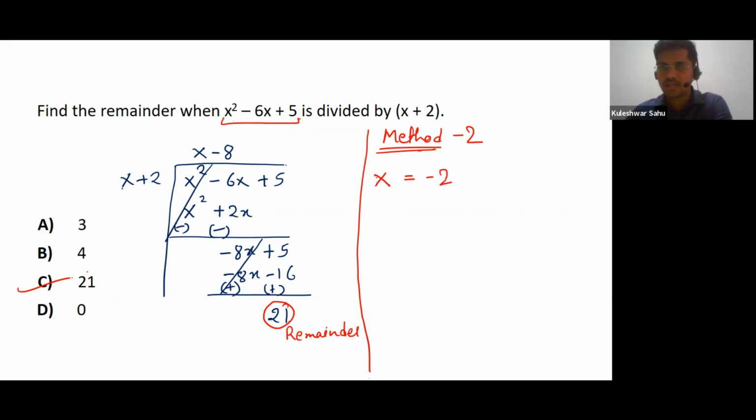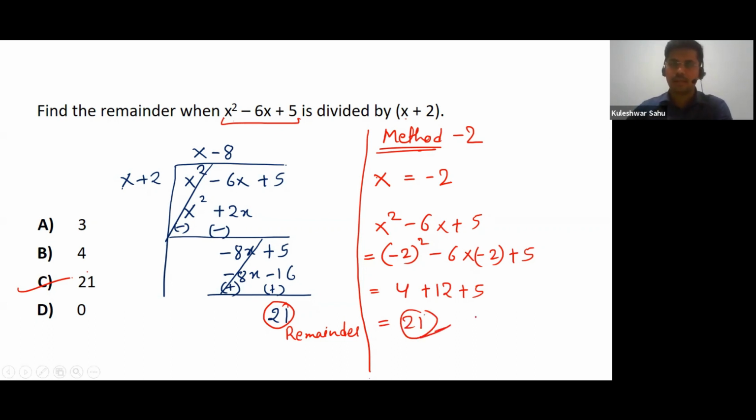How we got x is equal to minus 2? Equate x plus 2 is equal to 0 and we'll get the value of x. So whatever the value of x we are getting, we'll put the value of x in this expression, which is x square minus 6x plus 5. We'll put x is equal to minus 2: minus 2 square minus 6 into minus 2 plus 5. Minus 2 square is 4. 6 into 2, 12 plus 5. 4 plus 12 plus 5, again we got 21 as our remainder. So in order to find the remainder, either you can use the method 1 or the method 2.